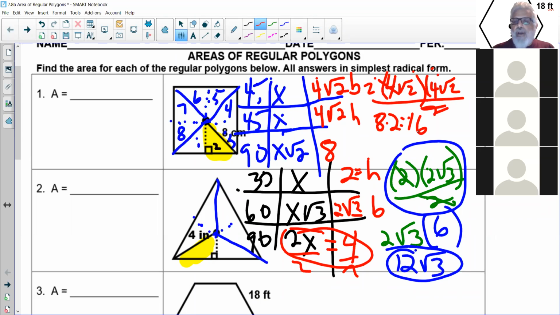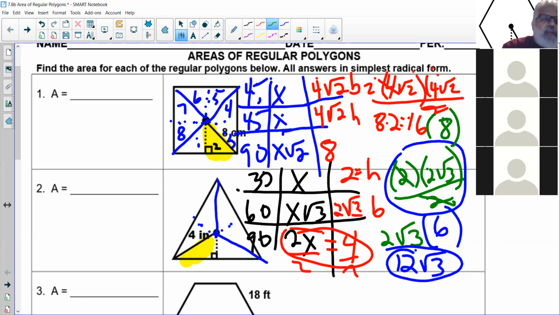You guys with me so far? Yes. Okay, so that's the small triangle. What do I have to multiply by? If it's a small one, how many small ones do I got? Oh, you have 8, so you multiply by 8. There you go. I got to multiply that by 8.